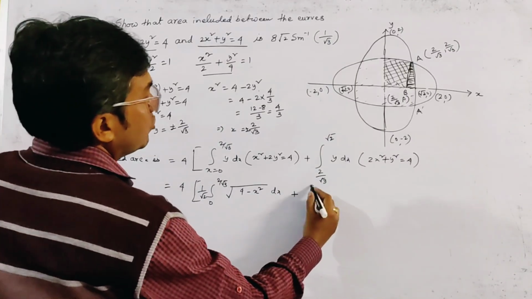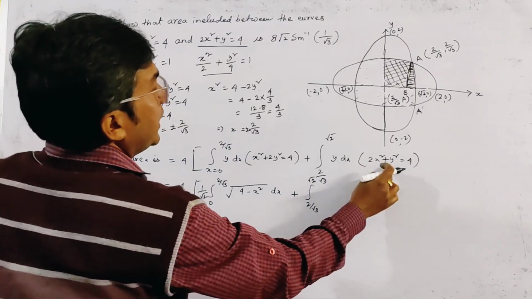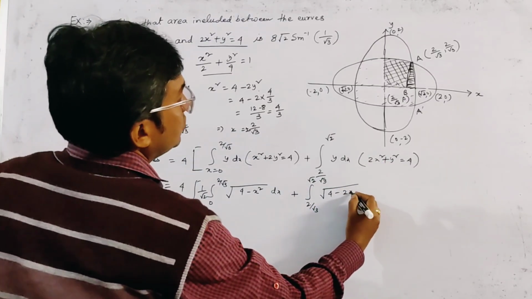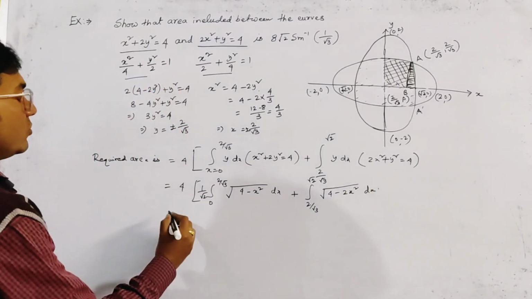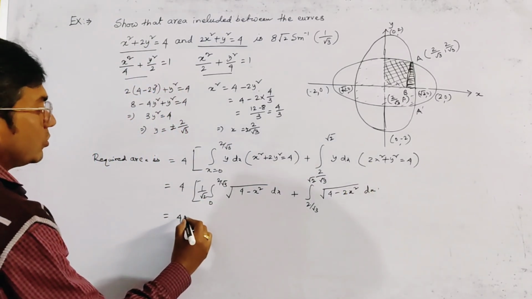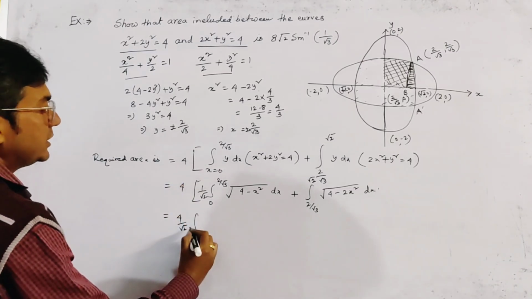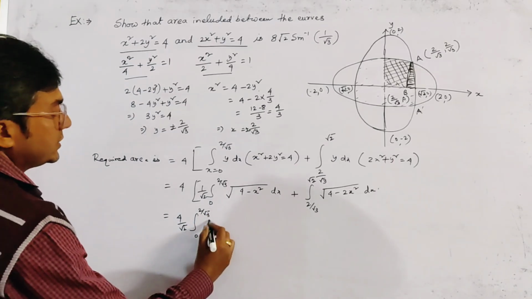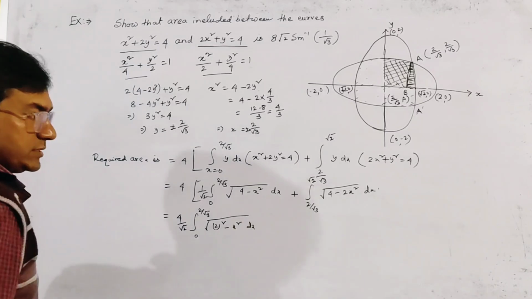And for the second curve we get 2 by root 3 to root 2, and we write the value of y, this is given by 4 minus 2x square dx. Okay, now 4 into 1 by root 2, this means 4 by root 2 for the first integration, this is 0 to 2 by root 3, and this is given by 2 square minus x square dx.